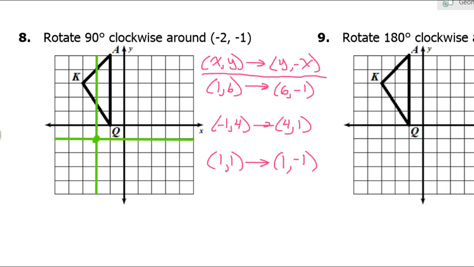All right, still using the green axes, 6 comma negative 1 would be, let's see, that's 3, 6, negative 1 would be here. 4, negative 1 would be here. No, it's not 4 negative, it's 4, 1. 4, 1 would be here.